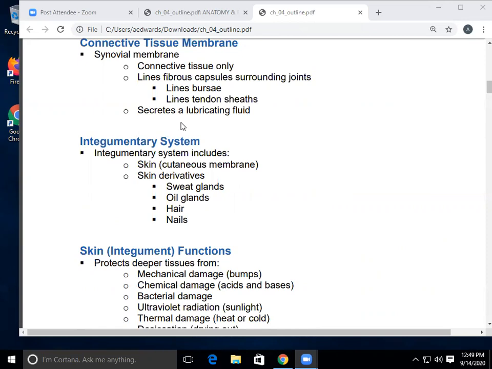All right, so integumentary system, your skin, as well as derivatives. Remember, skin's also known as cutaneous membrane. Your derivatives are things like your glands, oil glands, sweat glands, but also your hair and your nails. Okay, all considered parts of the integumentary system.